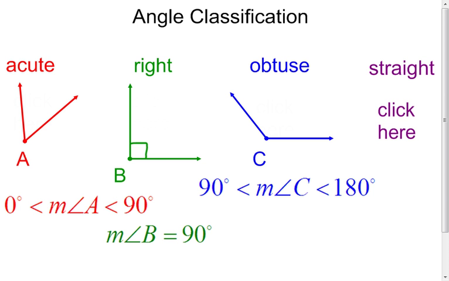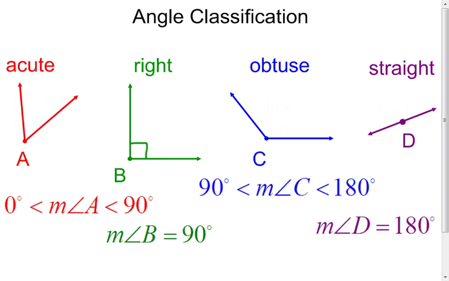And then my last one is my straight angle. And this is why I didn't want to talk about an angle as being two non-collinear rays, because here you have collinear rays. Makes an angle, call it a straight angle, and the measure of it, it's 180 degrees.